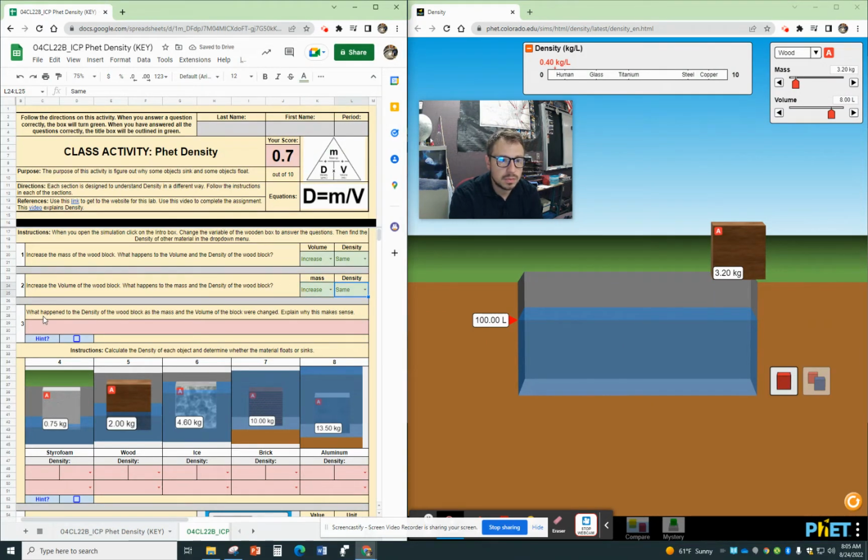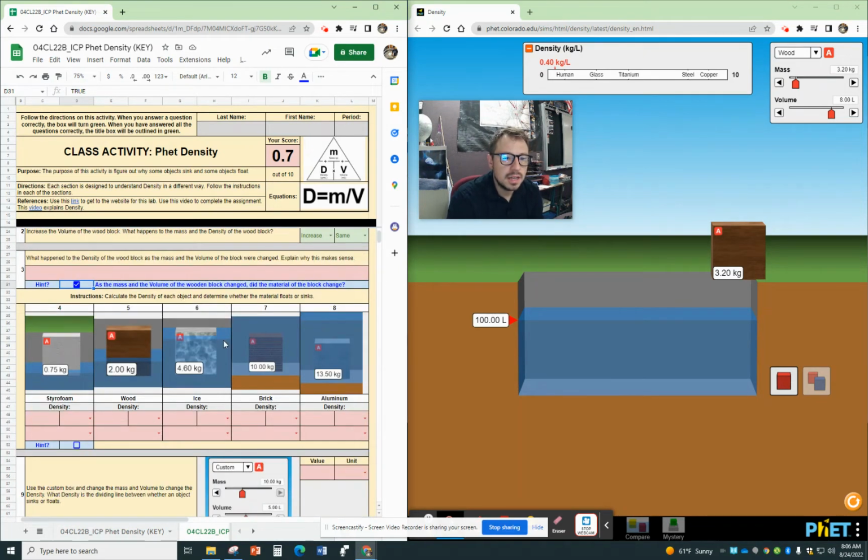Now, this one says, what happened to the density of the wood block as the mass and the volume of the block were changed? Explain why this makes sense. Here's a little hint: as the mass and the volume of the wooden block changed, did the material of the block change? Are we actually changing what the block is made out of?